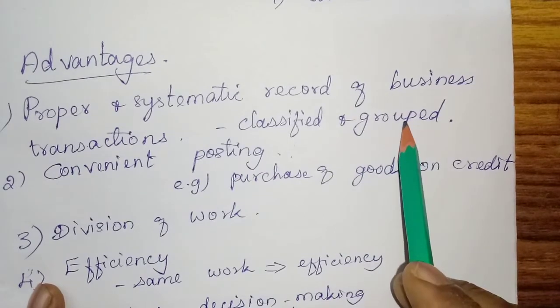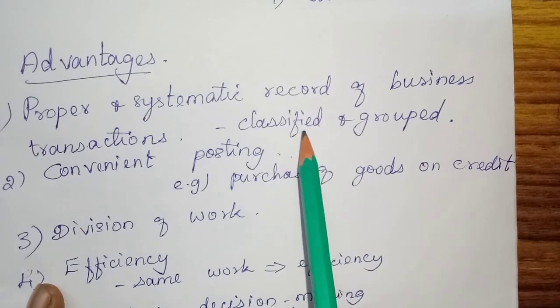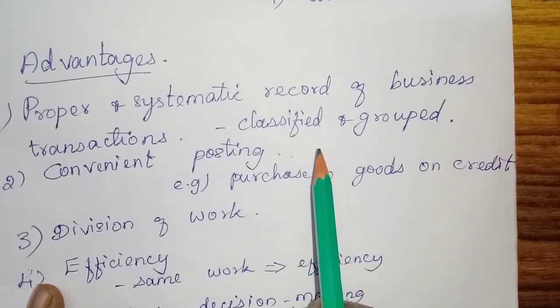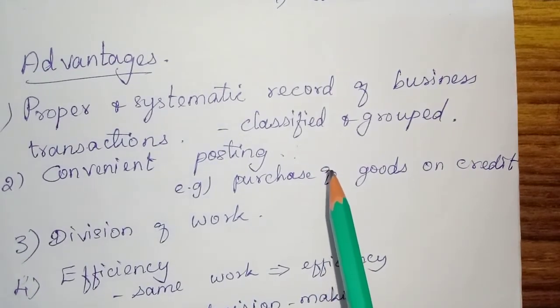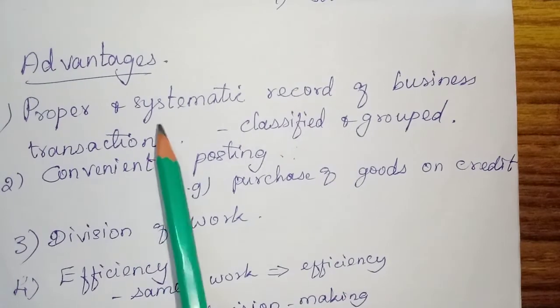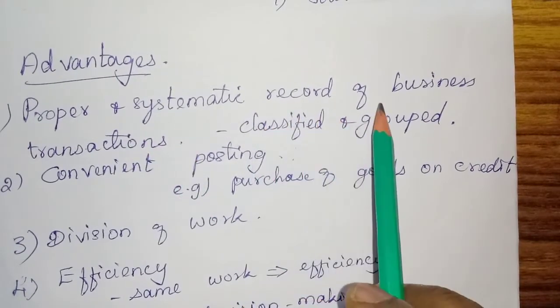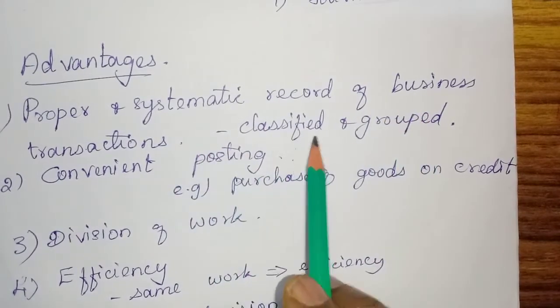Okay, credit sale of goods in the sales book. Then credit purchases of goods will be entered in the purchases book. Then cash payments and cash receipts in the cash book. So properly and systematically we record all the business transactions in the subsidiary books.